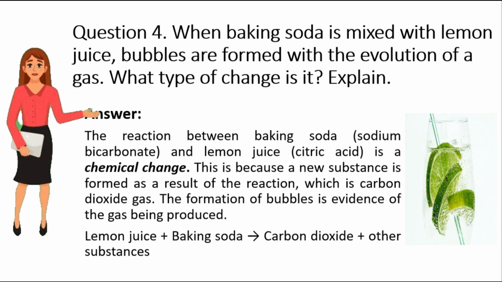Explain. Answer. The reaction between baking soda, sodium bicarbonate, and lemon juice, citric acid, is a chemical change. This is because a new substance is formed as a result of the reaction, which is carbon dioxide gas. The formation of bubbles is evidence of the gas being produced. Lemon juice plus baking soda gives carbon dioxide plus other substances.